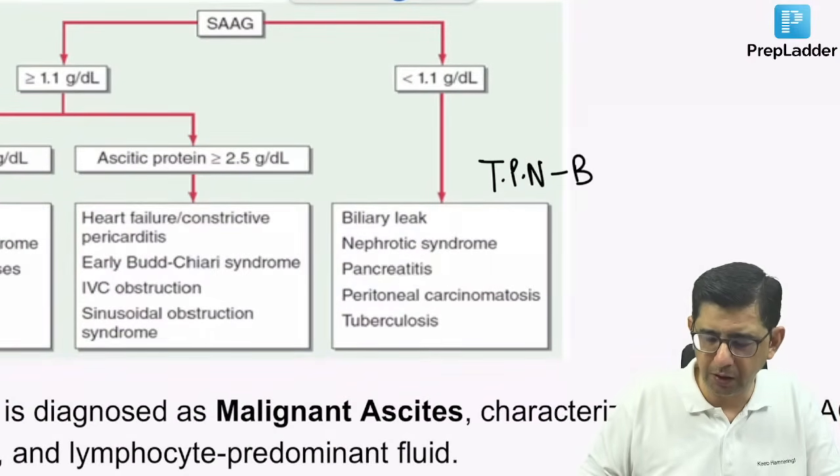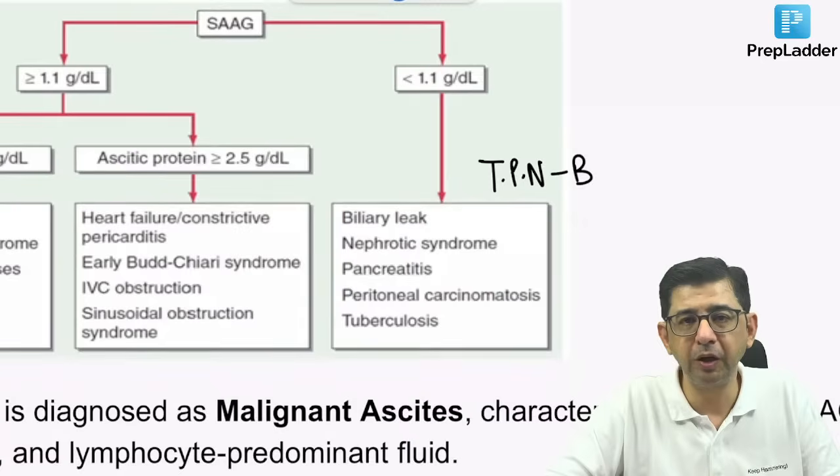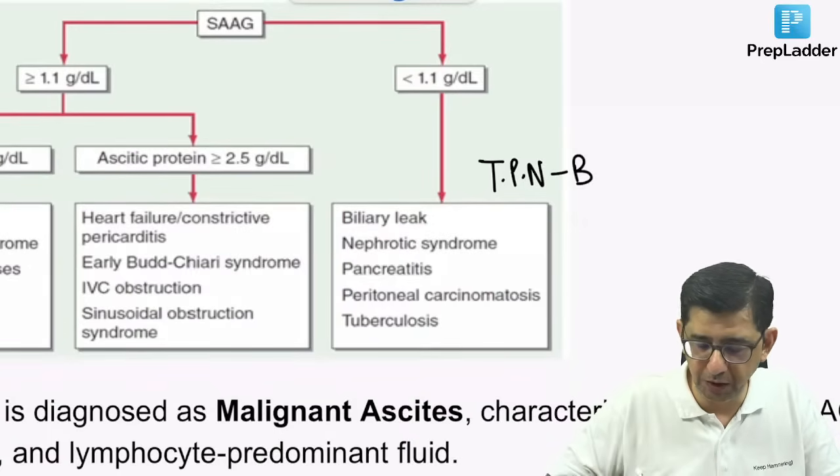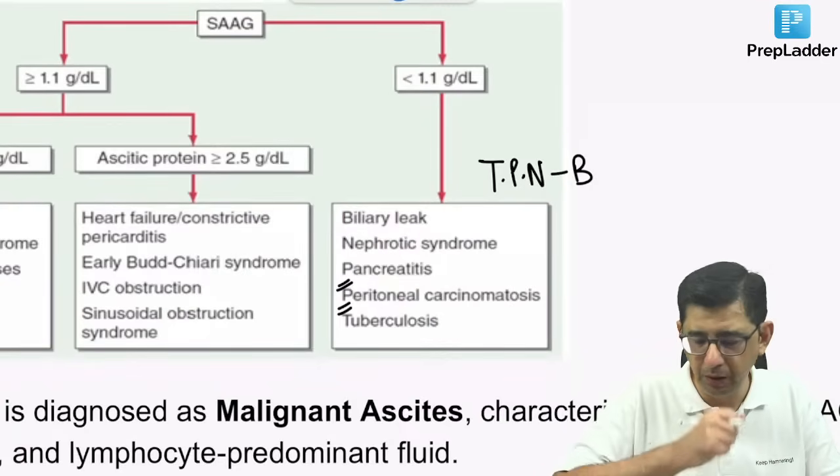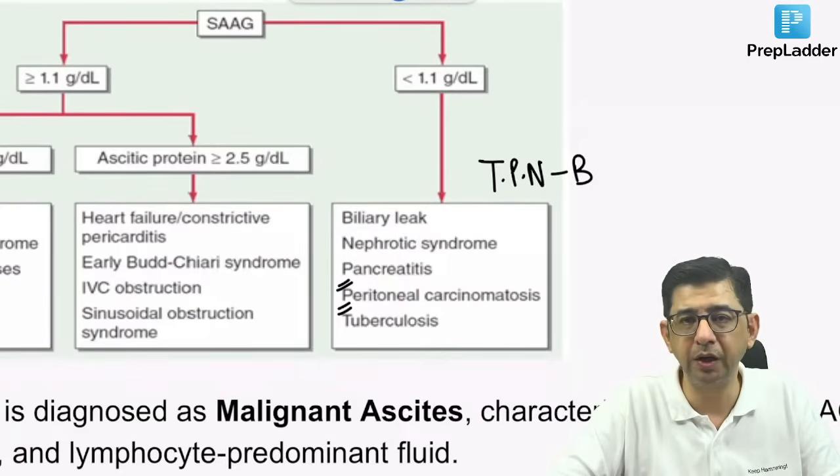T is tuberculosis, very common in India. After tuberculosis, the next ones to be thought of are the 2 Ps, peritoneal carcinomatosis and pancreatitis, then N is nephrotic syndrome, and B is the biliary leak component. That is your thought process: TB, peritoneal carcinomatosis, pancreatitis, nephrotic, and then biliary leak.